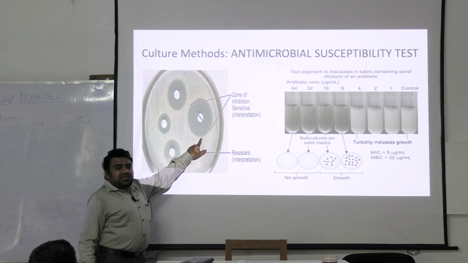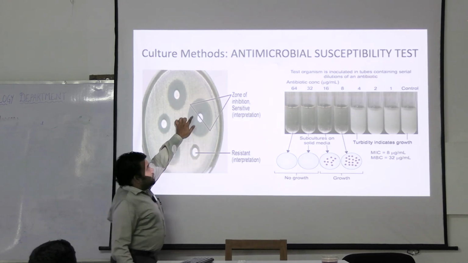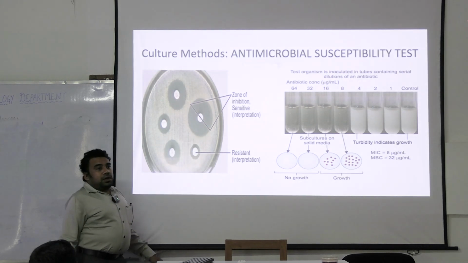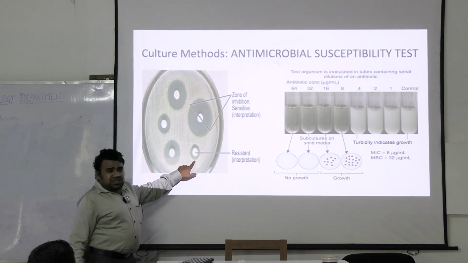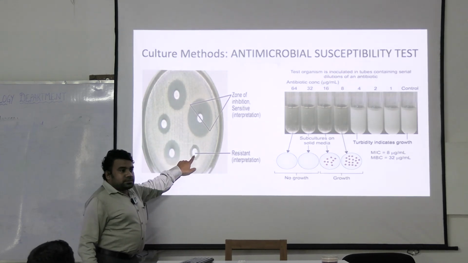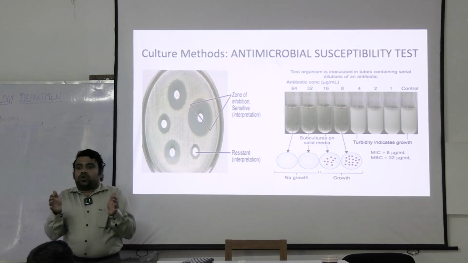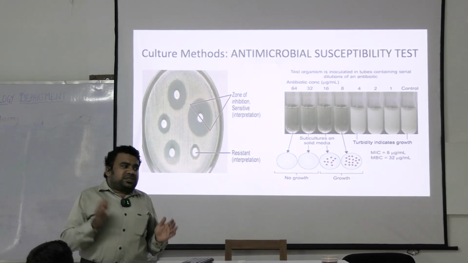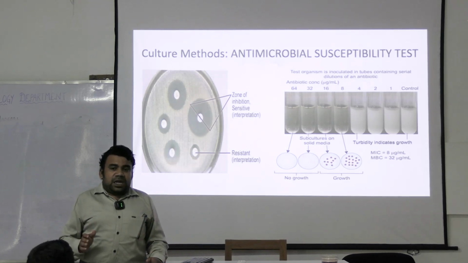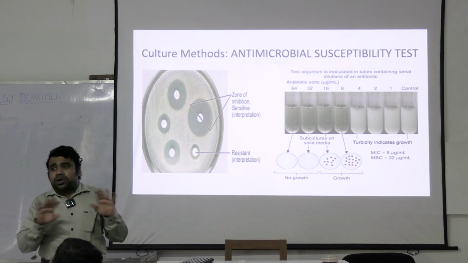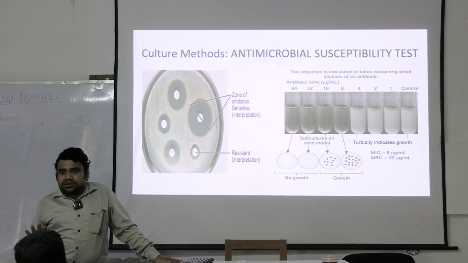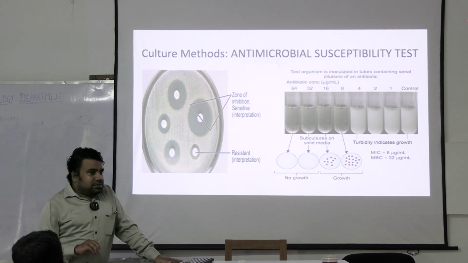If the organism is susceptible, what will happen? We can see a clear zone of inhibition around the disc. However, if the organism is not susceptible, it will grow further into it. So, based on the zone, we can identify whether the organism will be susceptible or resistant. Now, keep in mind, whatever we are doing is in vitro. That means in the laboratory.